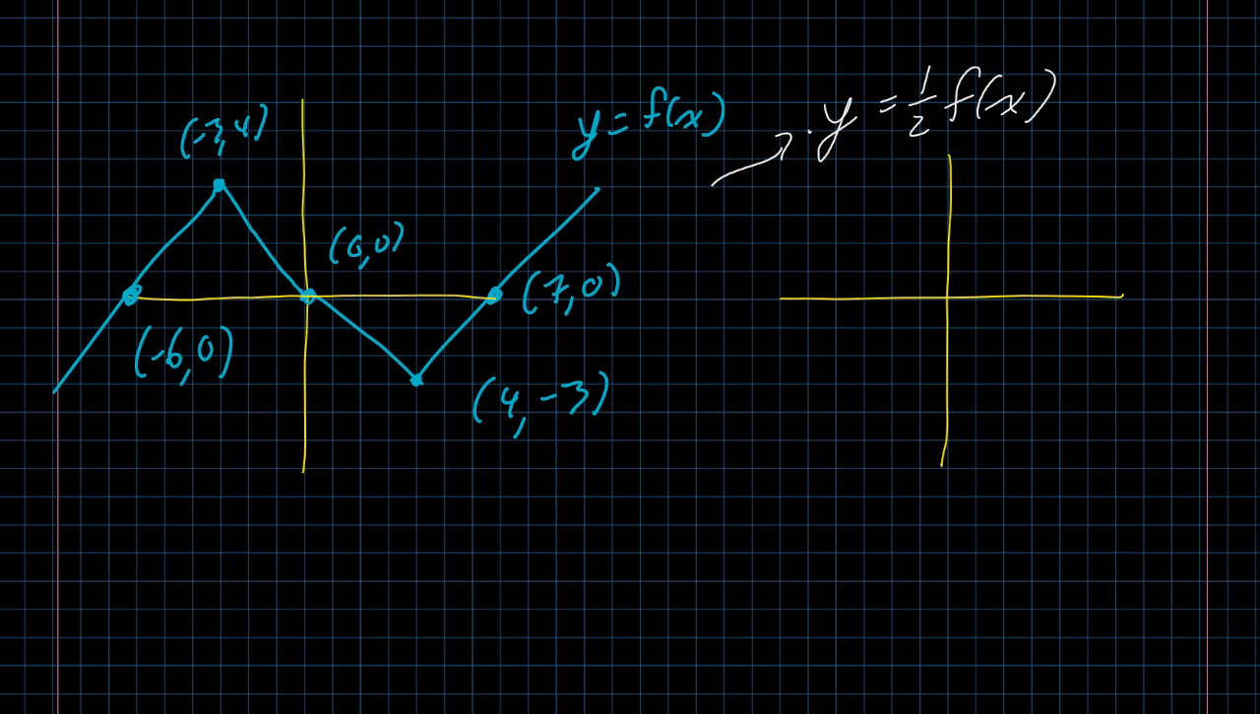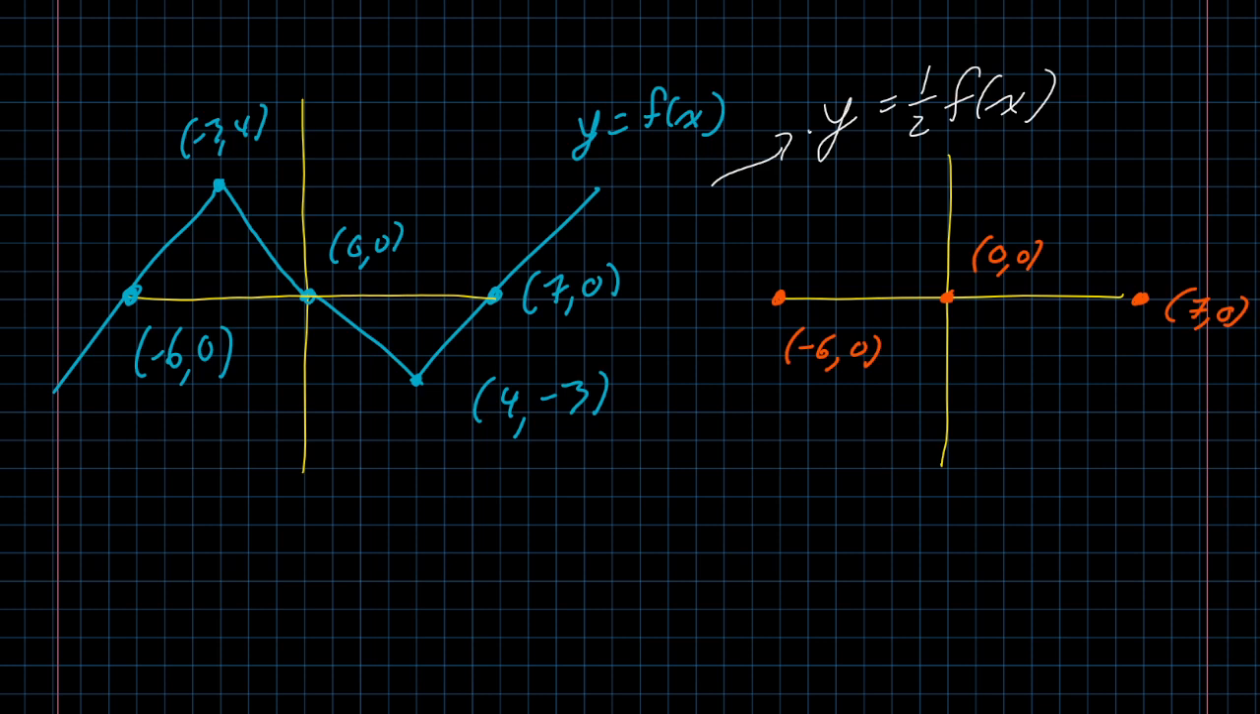One of the nice things we saw when we were looking at the graph in Desmos, the computer-generated version, is that points on the x-axis did not move. So we had -6, 0, we're still going to have -6, 0. We had 0, 0, we're still going to have 0, 0. We had 7, 0, we're still going to have 7, 0. It's the points that are away from the x-axis that are going to change.